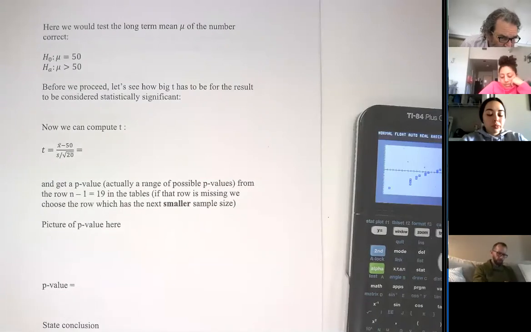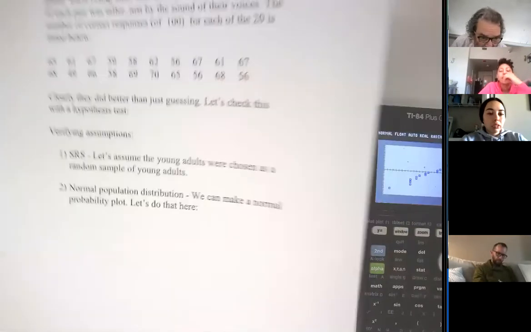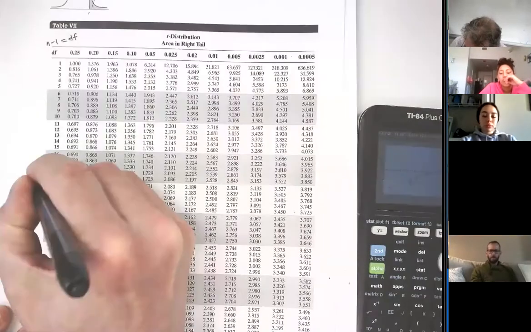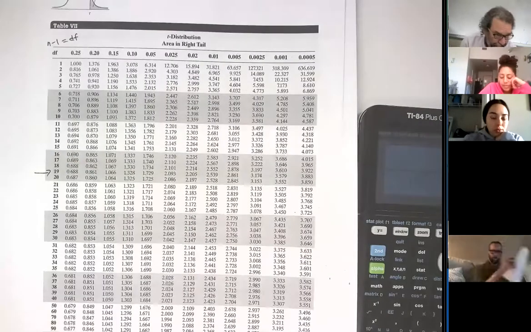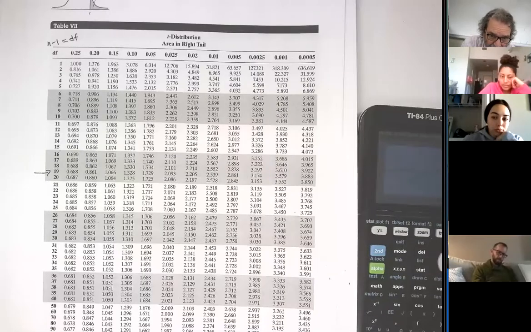It says, before we proceed, let's see how big T has to be for the result to be considered statistically significant. Oh, let's do that. So here's my T tables. The sample size was what? It says 20 pairs, so 20. So here, 19 degrees of freedom like that. And then we're wondering, is this a one-tailed or two-tailed test?